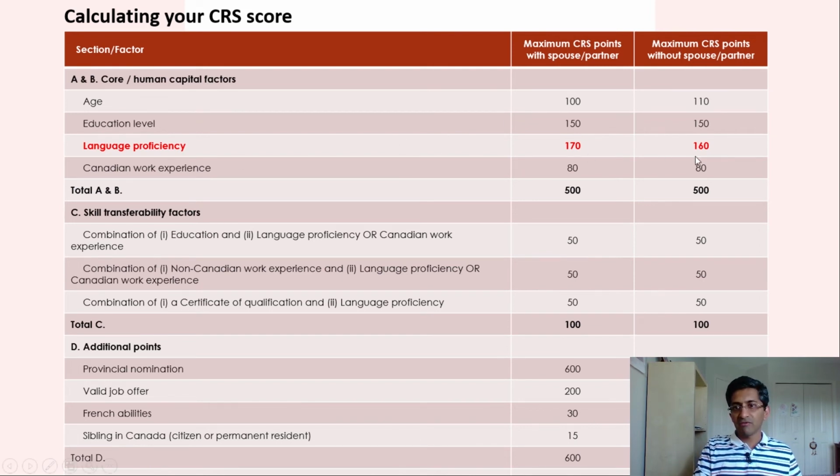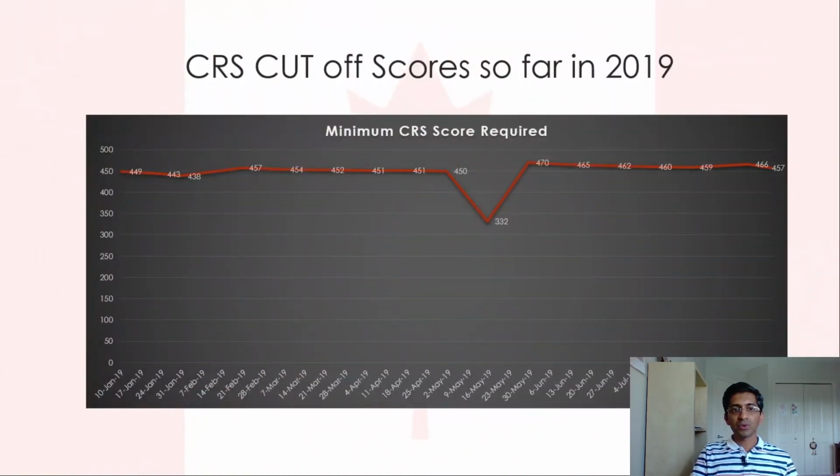So the maximum without a partner is 160 and the maximum with a partner is 170. So you get 10 added points from your partner. That's the reason why I repeatedly say that language proficiency is very important. The other points are skill transferability, where you have Canadian work experience, and then if you have a provincial nomination, you get a huge jump. So these are the other factors, but these are quite difficult to get. All the agents say that, oh, you can get it through provincial nomination, but it's not that easy, I would say.